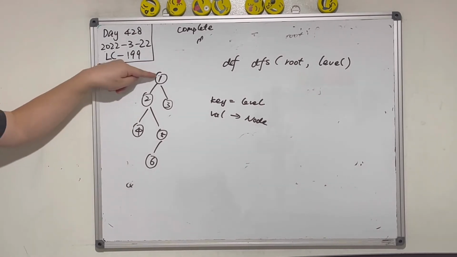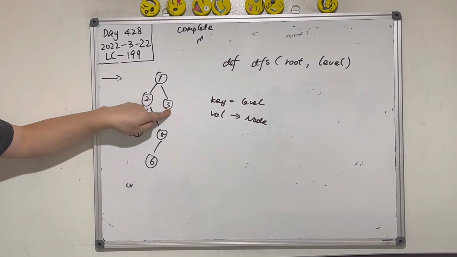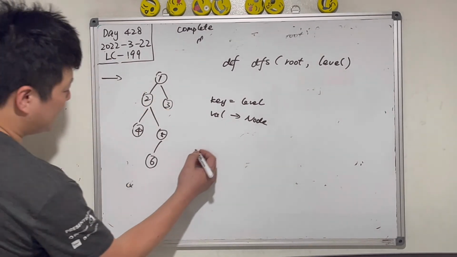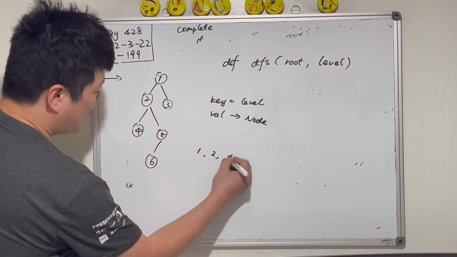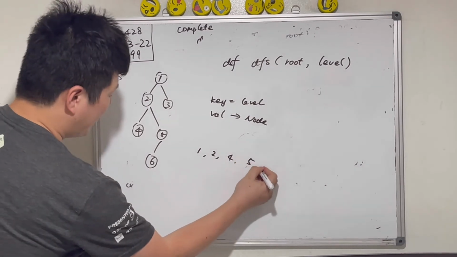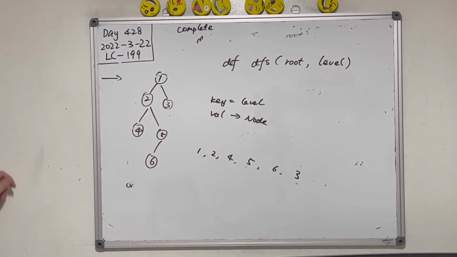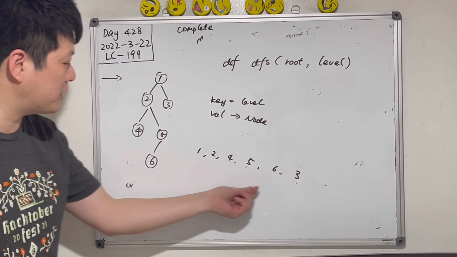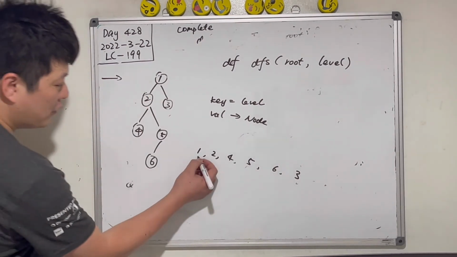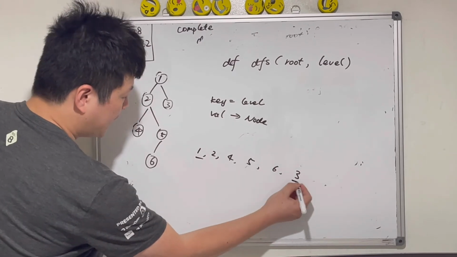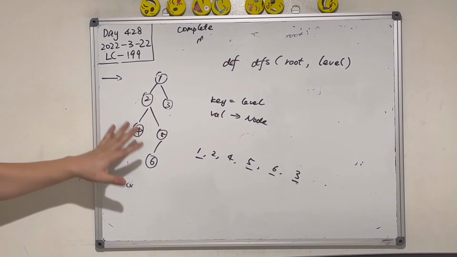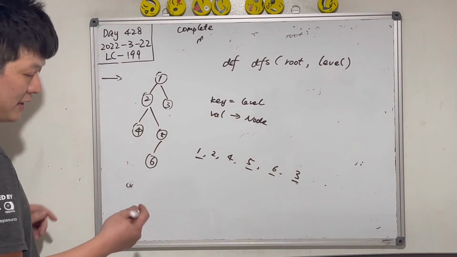For the right side view, I need to do 1, 3 on the other side, or I can do 1, 2, 4, 3. When I visit it, 1, 2, 4, and then 5, 6, 3. If I want to use this sequence to do the right side view, which is 1, 3, 5, 6, you see? So how do we do that? We use a dictionary.